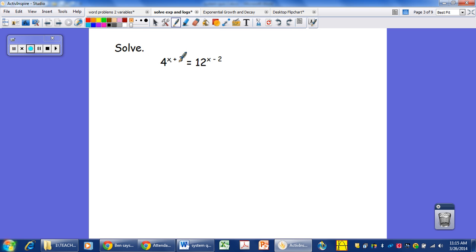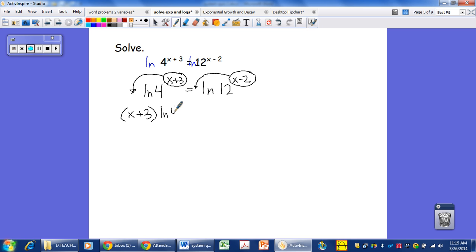Okay, one more example. Here we have a relatively tricky one, so let's do this together. First we're going to do, of course, is take the natural log of both sides so that we can use the property of logs to bring the exponent in front. So the natural log of 4 to the x plus 3 is equal to the natural log of 12 to the x minus 2. So we're going to take both of our powers and move them in front to become products. So x plus 3 times the natural log of 4 equals x minus 2 times the natural log of 12.